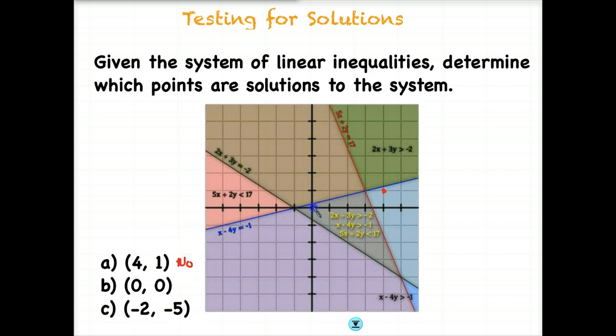Let's now look at 0, 0. So that is right here, and that is in our overlapping area. So if I tried it in all 3 of these equations, it would in fact work. So that one is a solution to all 3, which means it's a solution to the system.